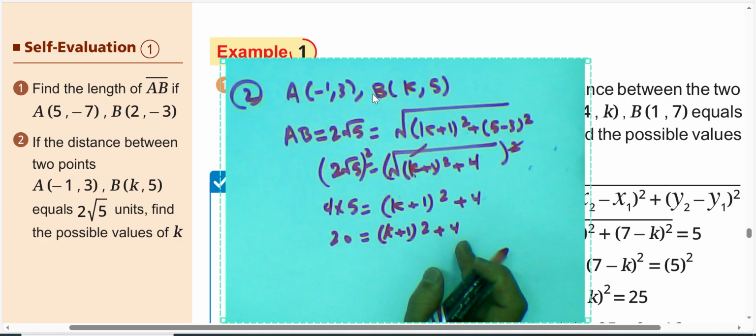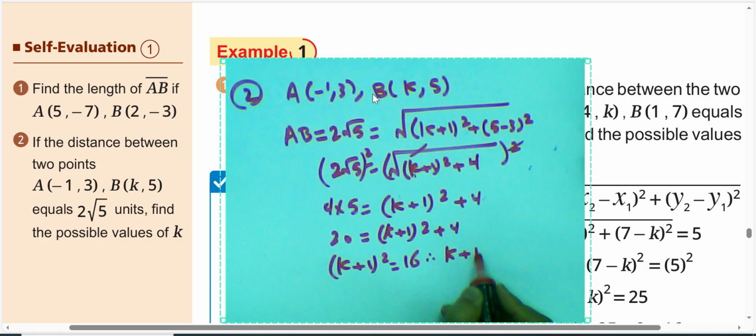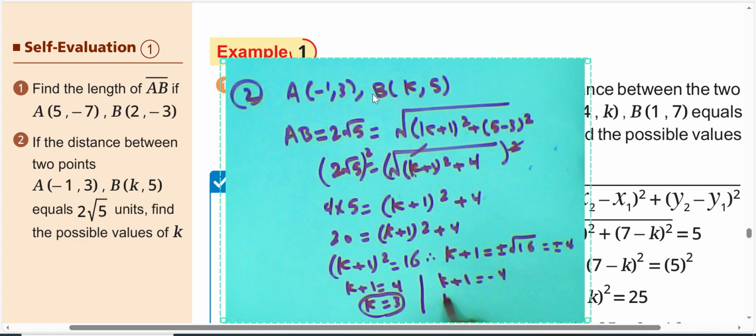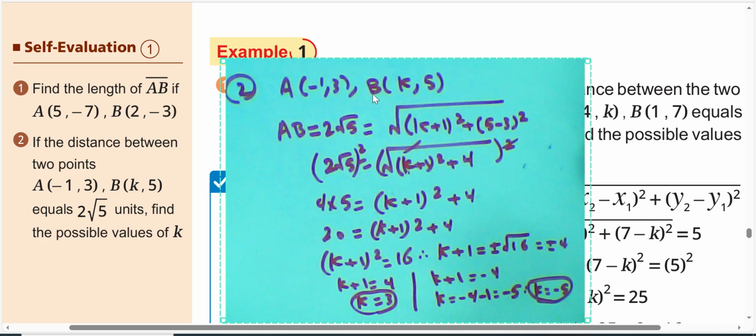Then move 4 to the left-hand side: 20 minus 4 equals 16. Then (K plus 1) all power 2 equals 16, and K plus 1 equals positive or negative square root of 16. We have two solutions: K plus 1 equals 4 or negative 4. Then the value of K here will be 3, and K equals negative 4 minus 1, which is negative 5. So we have two solutions for K. The possible values of K are negative 5 and 3.